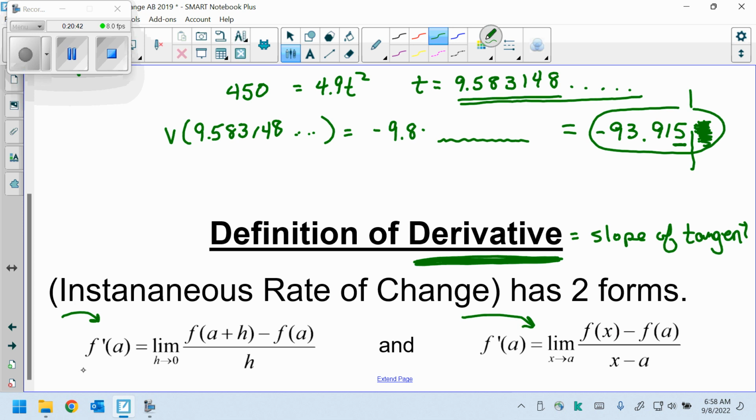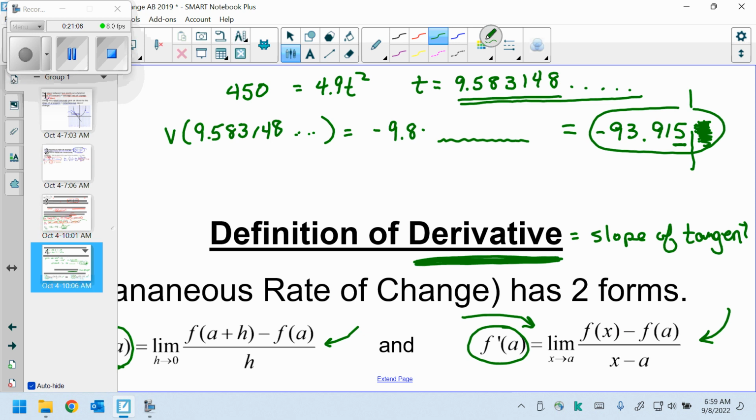Now, this is just another notation. This is called f primed of a, the derivative, the slope of the tangent. F primed of a. If I know what a is, I'm probably going to use this form. If I don't know what a is, this is a more convenient form. And that concludes our discussion of rate of change and our understanding of the terms average rate of change and instantaneous rate of change as the slope of the secant and slope of the tangent.